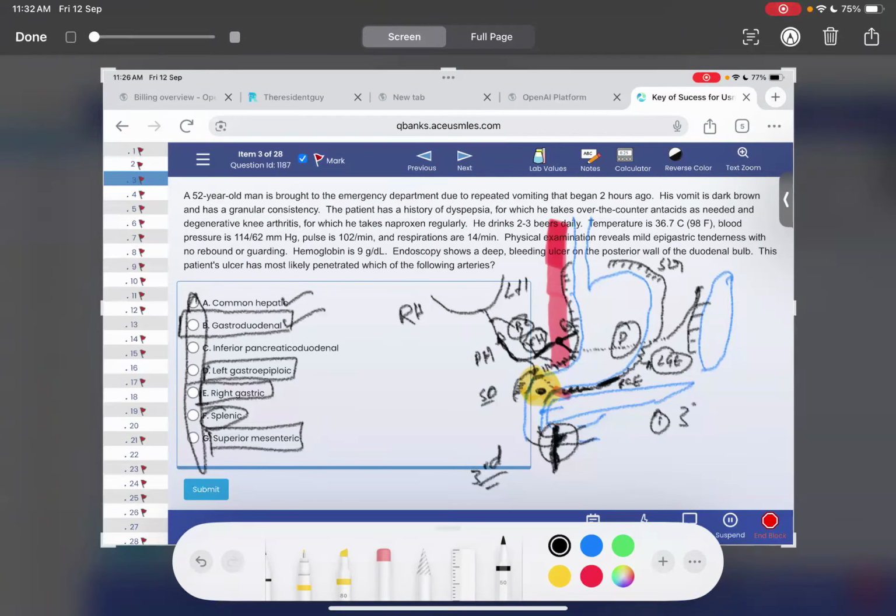Whenever there is a tumor of the third part of the duodenum or any compression over here, that will compress the superior mesenteric artery. Have you got the concept? No, I think you have got your answer.